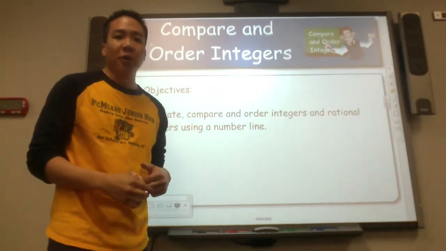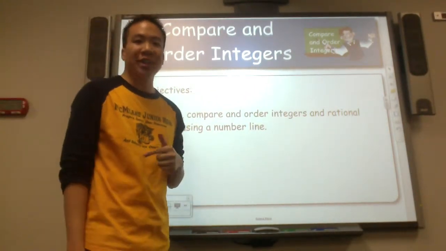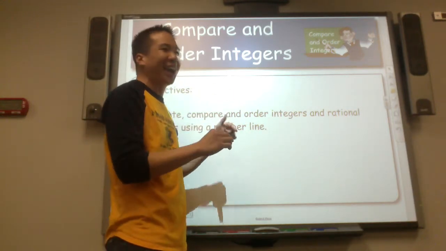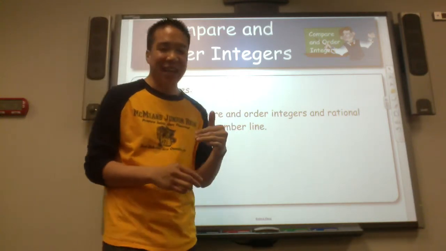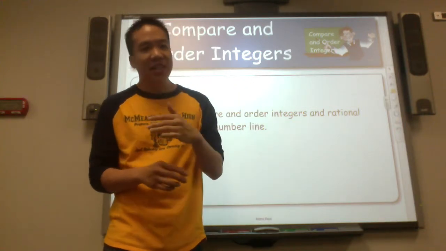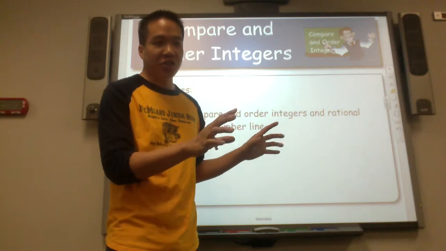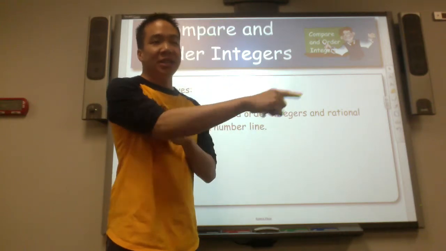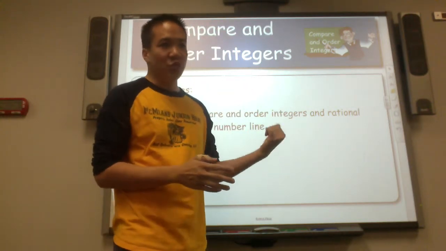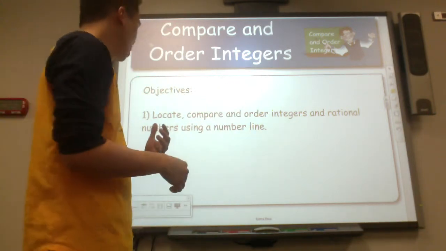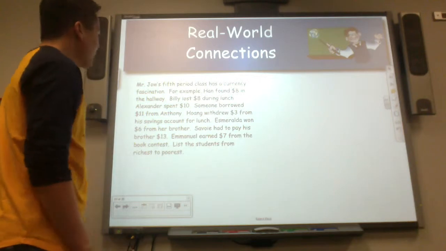Today our topic will be over comparing and ordering integers. Again, integers are a whole number and its opposite. For example, 7, 12, 15, positive 9, positive 12. Those are positive integers. The opposite would be the equal distance from 0, so it'll be negative 12, negative 7, negative 3, negative 2. So let's look at our example today.